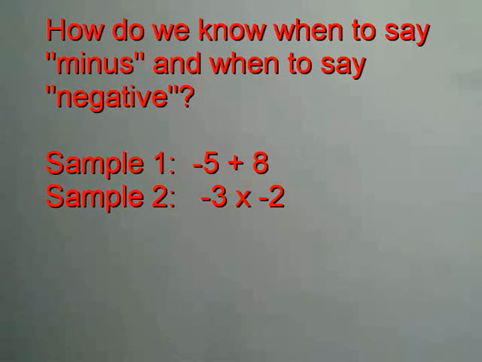This tends to get complicated when you have things like sample 1 and sample 2. Sample 1 should be read as negative 5 plus 8, and not minus 5 plus 8. However, you could read it in the reverse form as 8 minus 5. Sample 2 should be read as negative 3 times negative 2, and not minus 3 times minus 2.